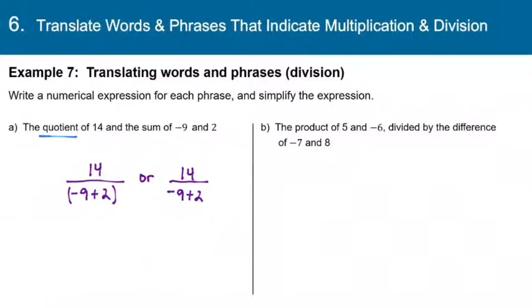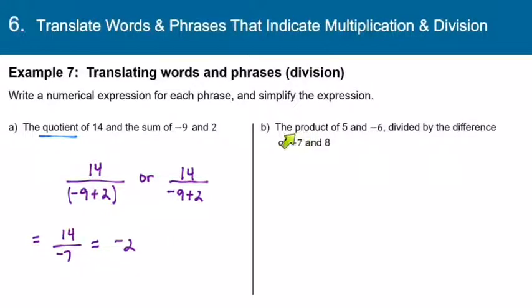Now let's go ahead and simplify here. We know that we work the top and the bottom separately. There's nothing really to do in the top, but in the bottom, negative 9 plus 2 would be negative 7. That leaves us with 14 divided by negative 7. We know that positive divided by negative is a negative answer, and we know that 14 divided by 7 is 2. So we're going to come up here with negative 2.